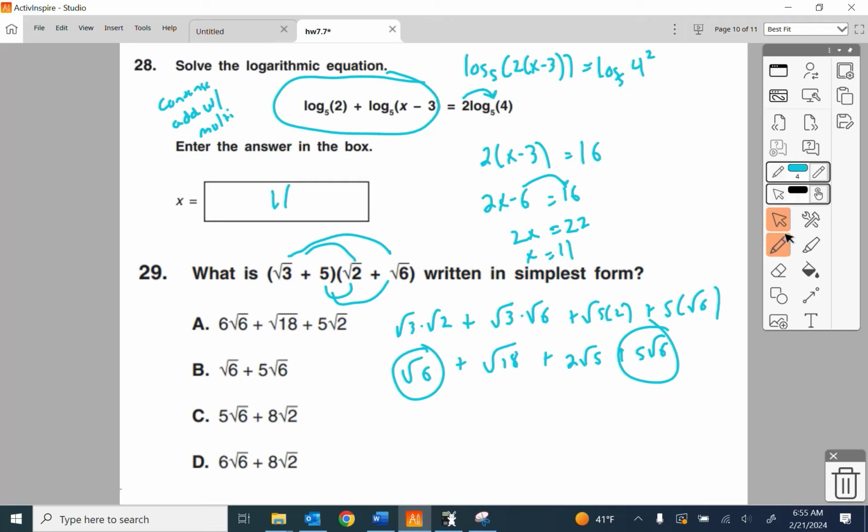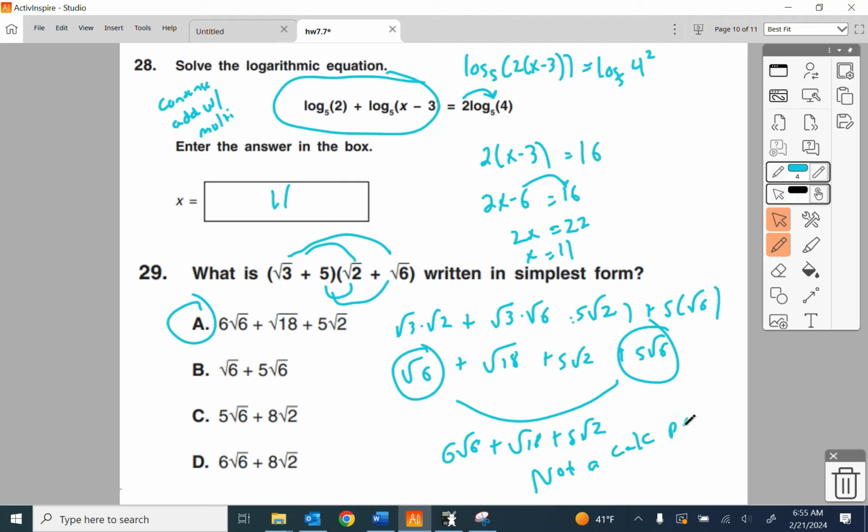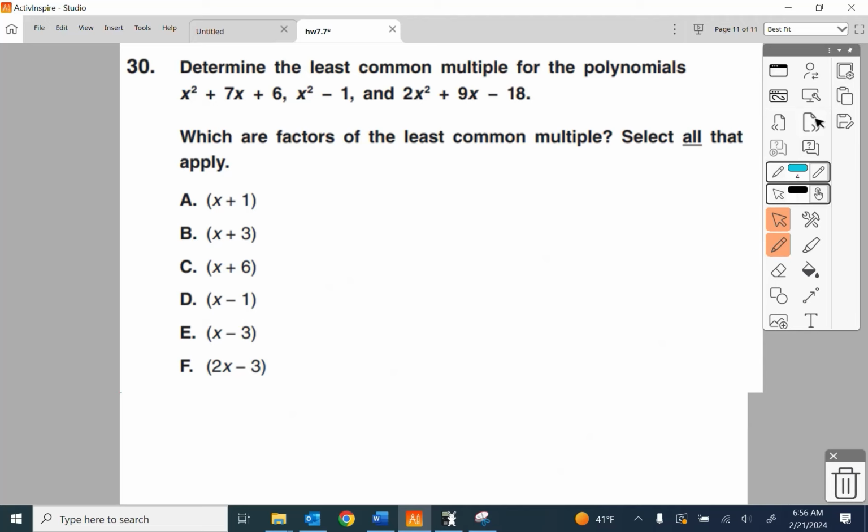Oh, I wrote that one backwards, didn't I? That was 5 times root 2. Numbers suck here, got me. But anyways, if I put these two together, I get 6 root 6 plus root 18 plus 5 root 2. This is not a calculator problem. It's a non-calculator portion of the EOC missed by half the students in the state of Tennessee.